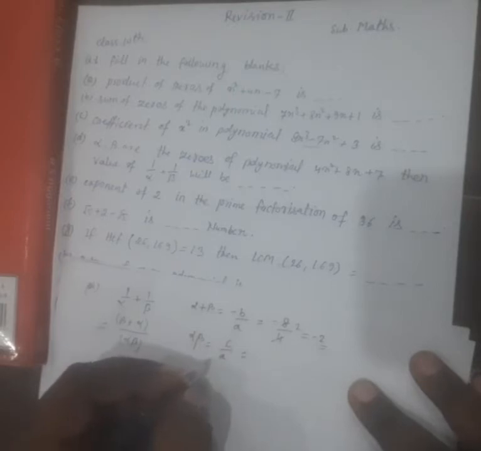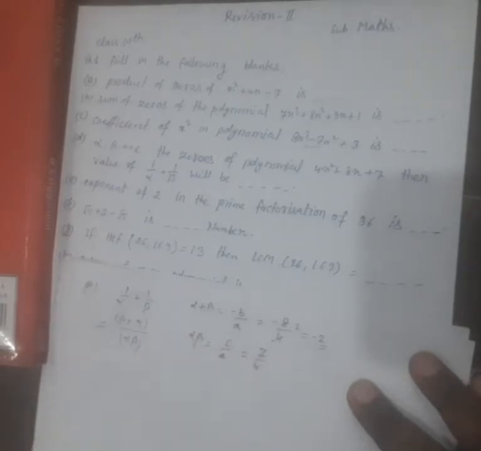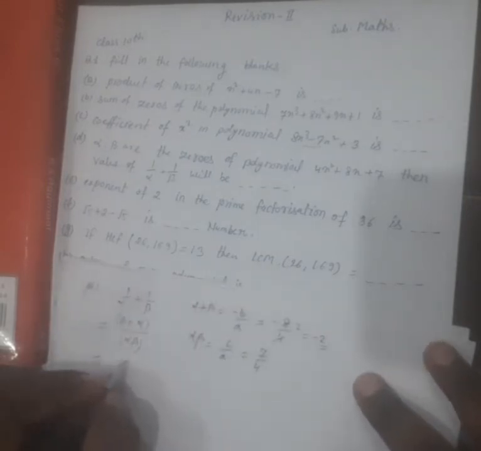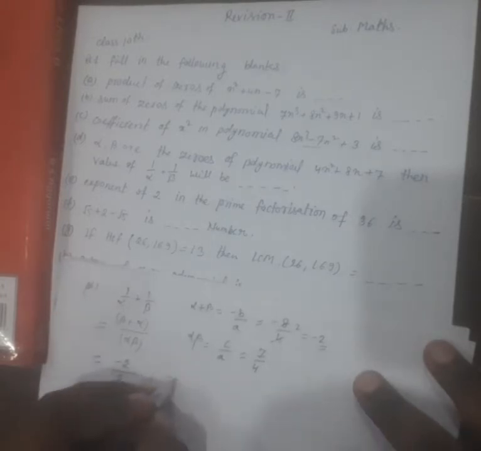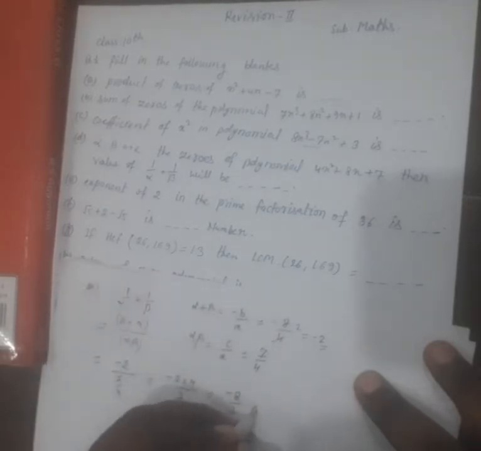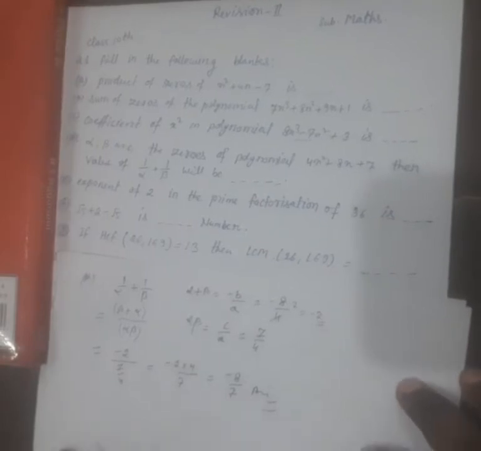So what at the place of c? This is 7 and a 4. Okay, so now put the values. This is minus 2 upon 7 upon 4, and this double division will go up, and it will be minus 2 into 4 upon 7, and finally it will be minus 8 upon 7. Answer. So what you will fill here: minus 8 upon 7.